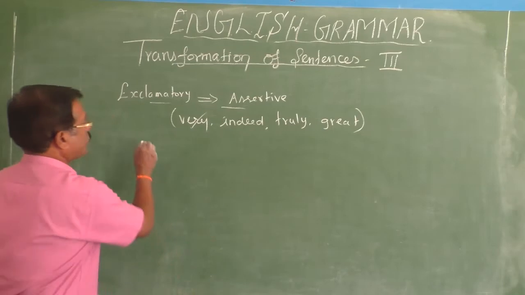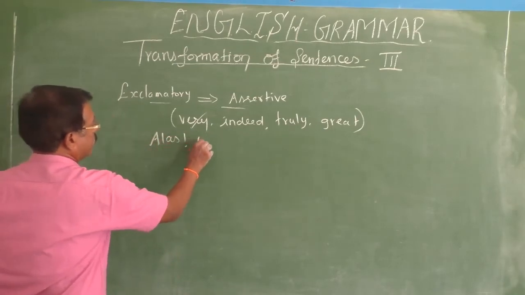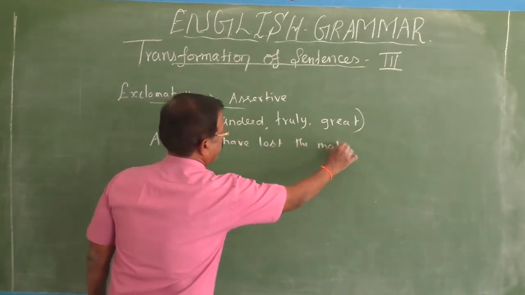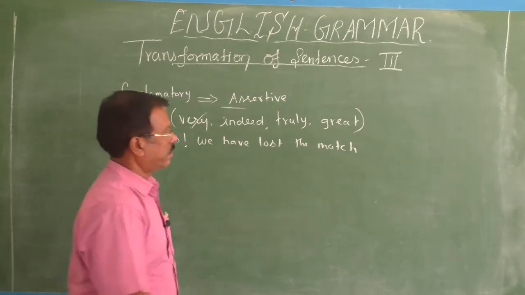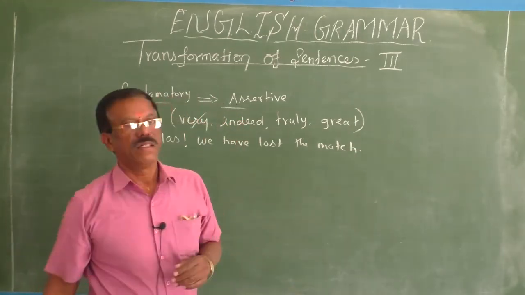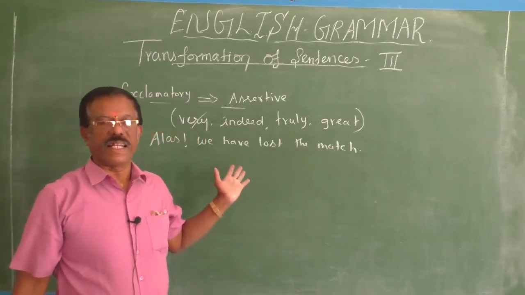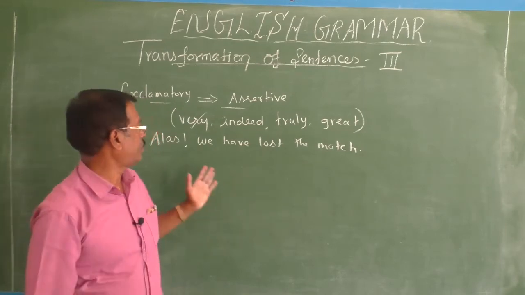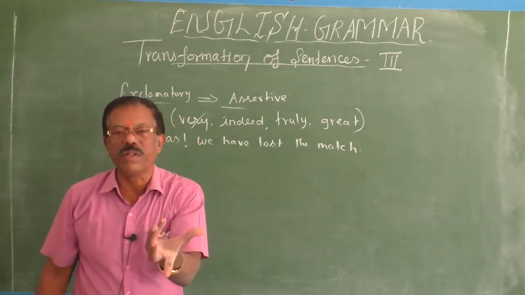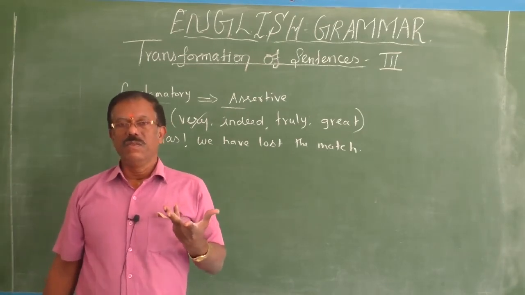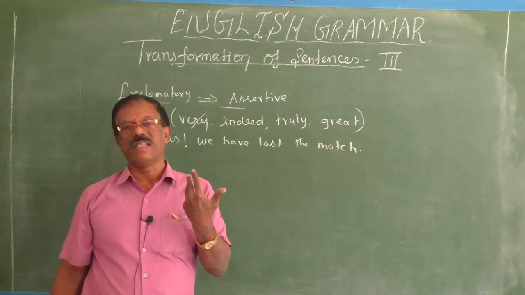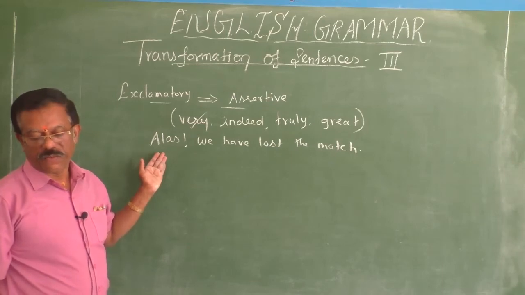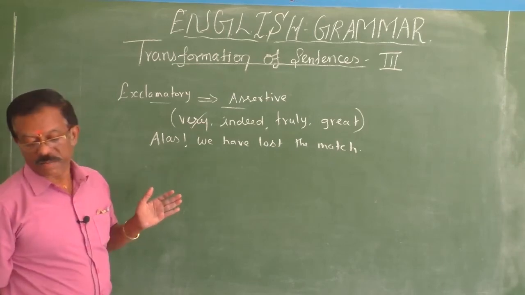Alas, we have lost the match. See, when you have lost something, there you will get excited in this way. Alas, we have lost the match. So here you express in a gloomy mood, in a sad mood. So it is indeed unfortunate. How can you change it?